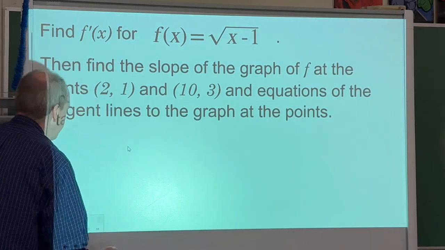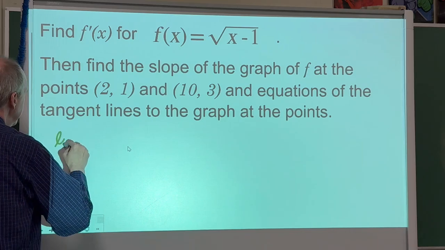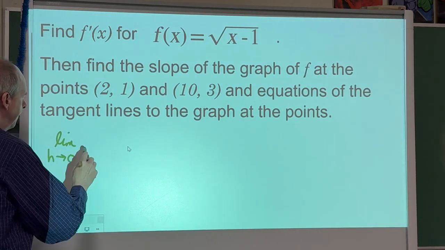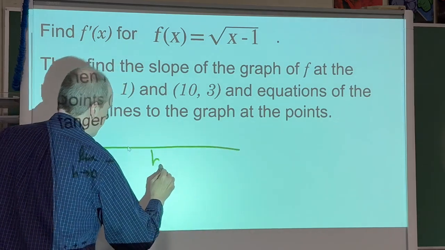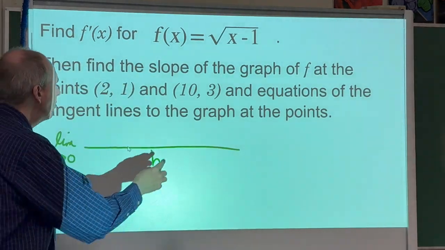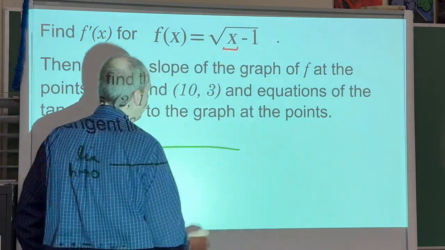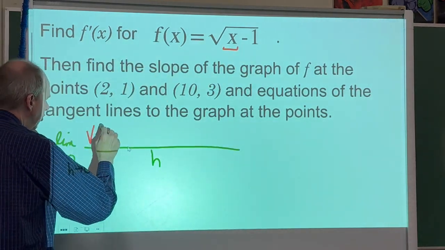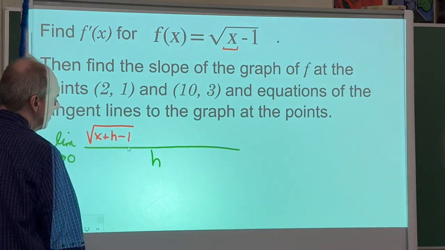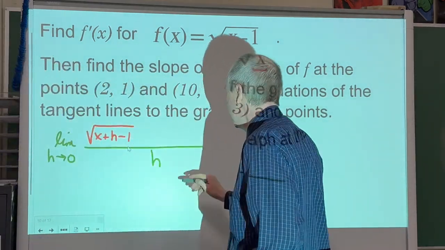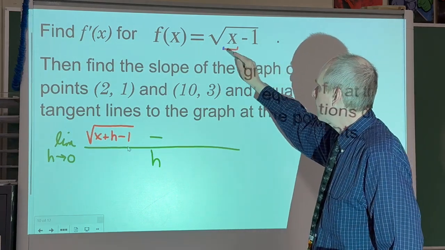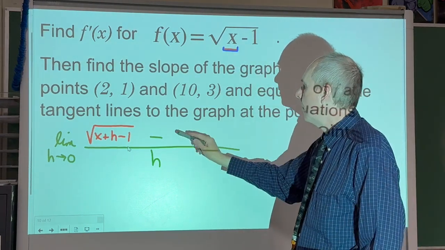Limit as h approaches 0 will give us our derivative. We take f of x plus h and we replace the x with an x plus h. Minus, then we plug in x for our original function, which is simply our original function.